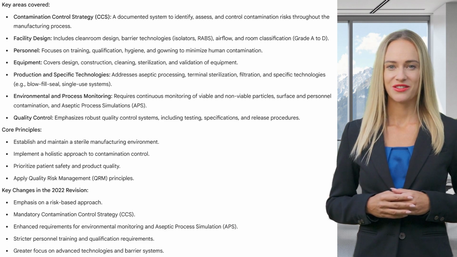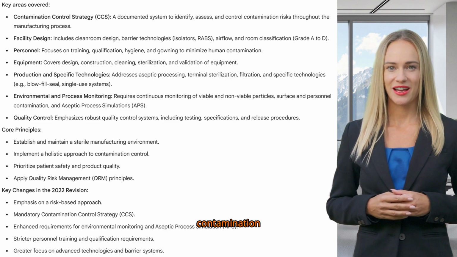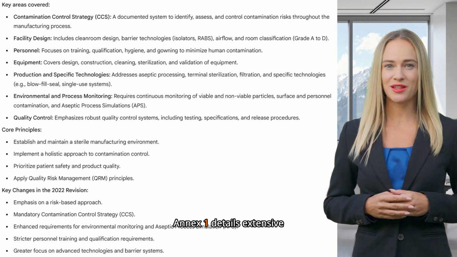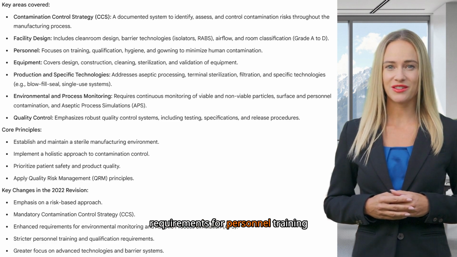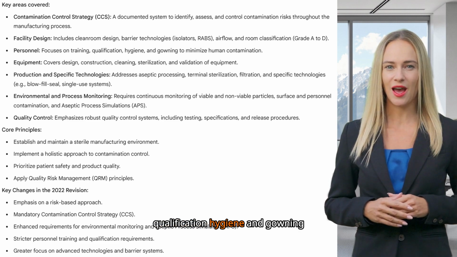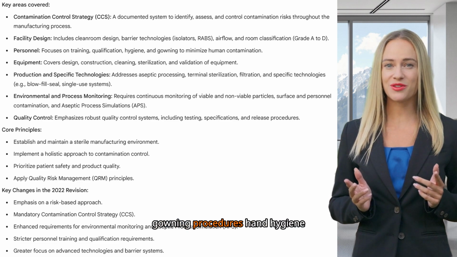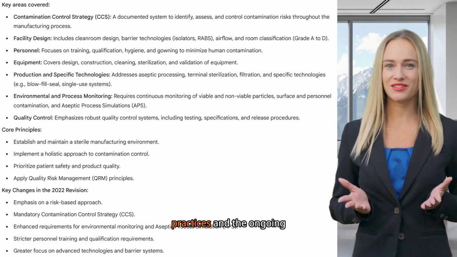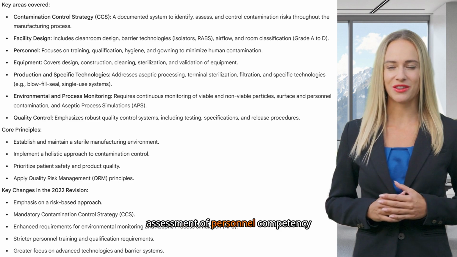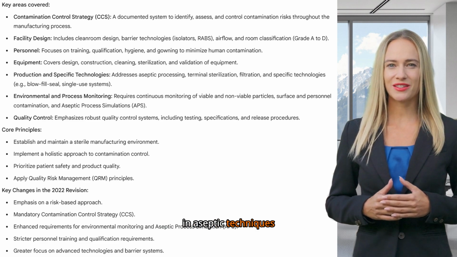Personnel. People are a significant potential source of contamination. Annex 1 details extensive requirements for personnel training, qualification, hygiene, and gowning. This includes specifications for gowning procedures, hand hygiene practices, and the ongoing assessment of personnel competency in aseptic techniques.